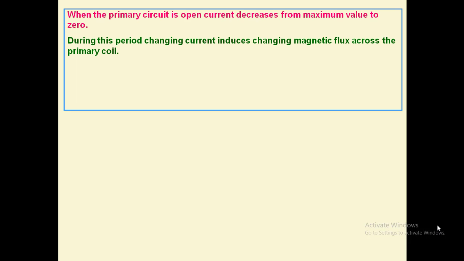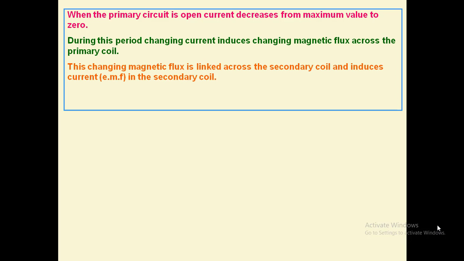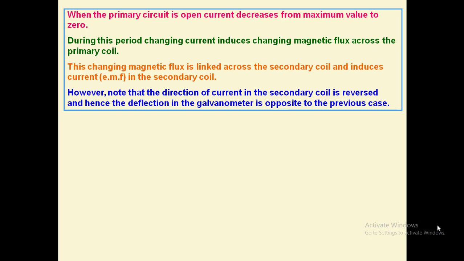So when the key is open, the current decreases from maximum value to 0. During this period, the changing current induces changing magnetic flux across the primary coil. This changing magnetic flux is linked across the secondary coil and induces current in the secondary coil. However, note that the direction of current in the secondary coil is reversed, and hence the deflection in the galvanometer is opposite to the previous case, because initially the current is increasing and later in the second case the current is decreasing. So the polarity will change.